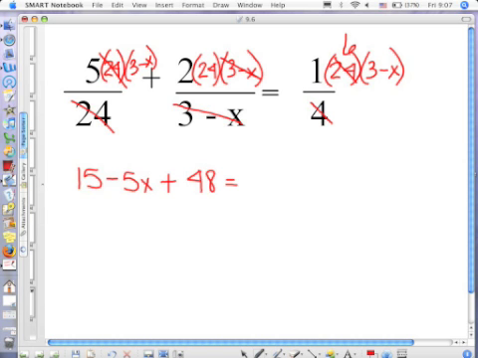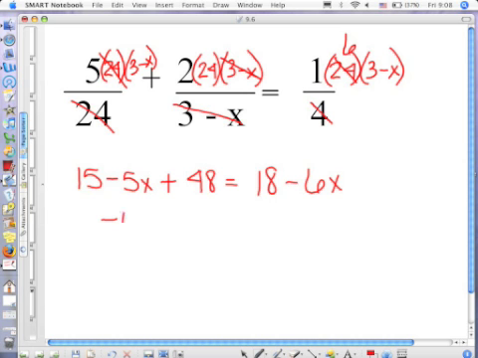So what am I distributing? 6, because it's 1 times 6 times 3 minus x. So you have 18 minus 6x. Is this quadratic? No, there's no x squared anywhere. So we just solve this the regular old way.